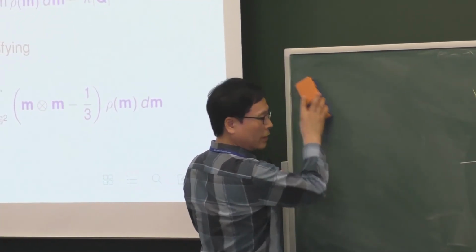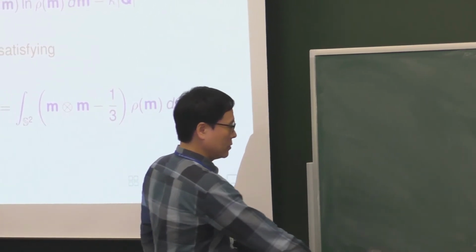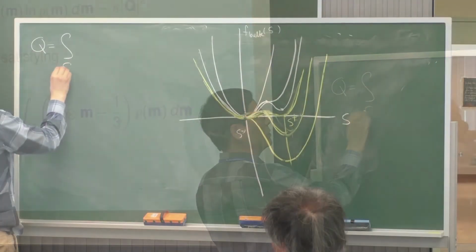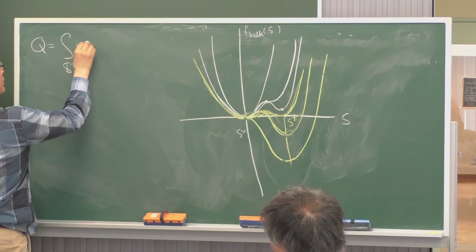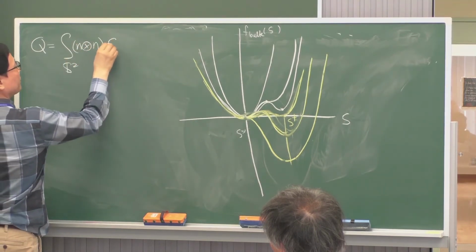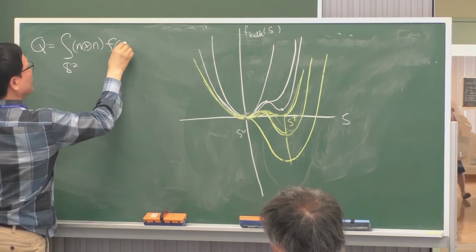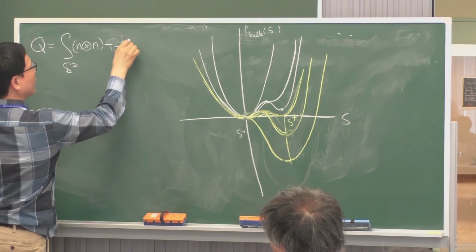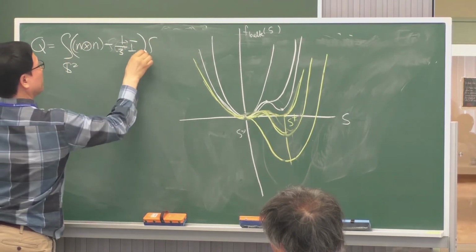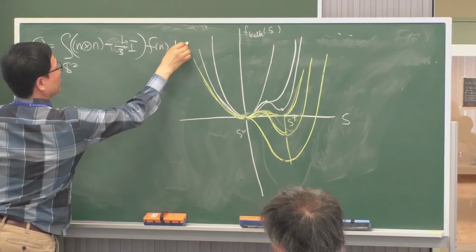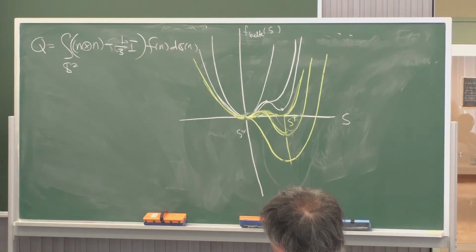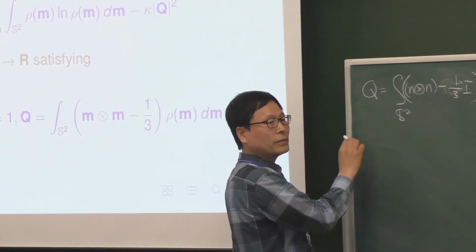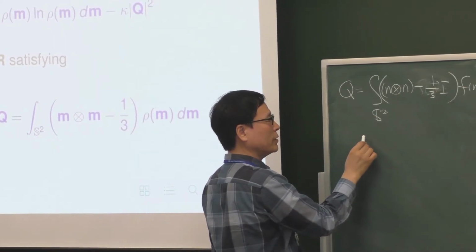But at the beginning, you remember, we defined Q as n tensor n, Fn minus 1/3 identity matrix, where Fn is sigma n, the surface matrix. We define Q in integral form. And when you have this form, then you look at the eigenvalues.